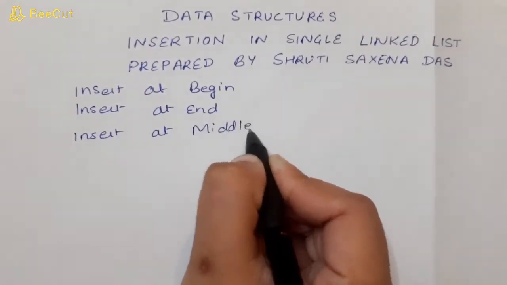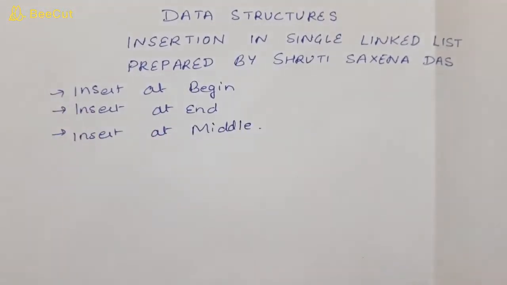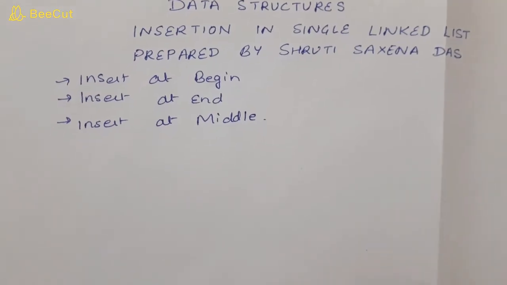In this particular video, we are going to discuss the first one, that is insert in the beginning. In case you have a linked list and you want to insert at the start of the linked list, how do we do so? We'll discuss the code also in C, and first of all we'll discuss the method of how to insert a particular node in the beginning of a linked list.